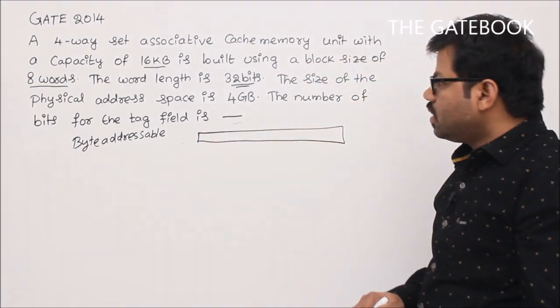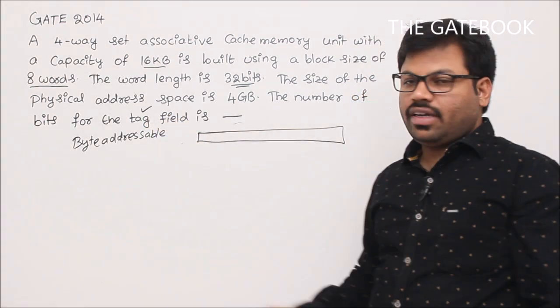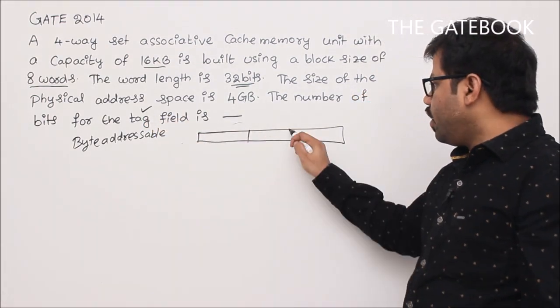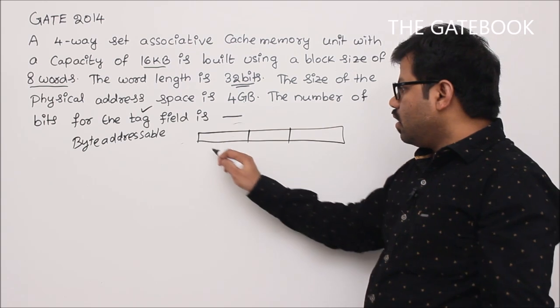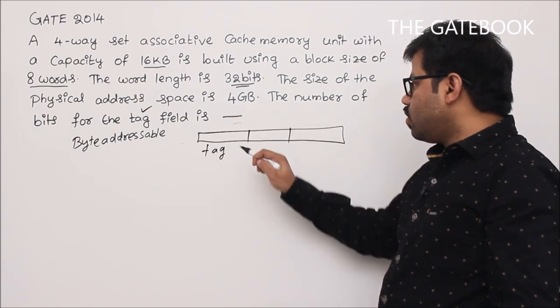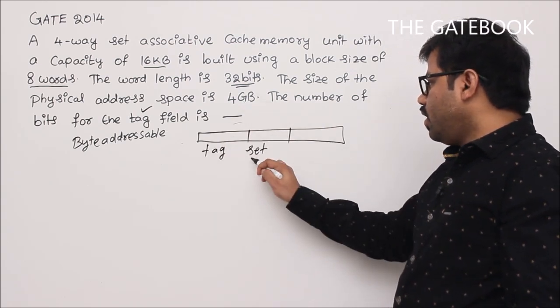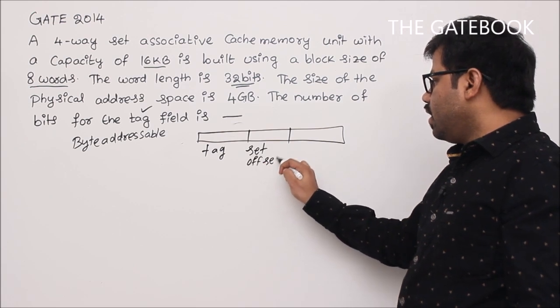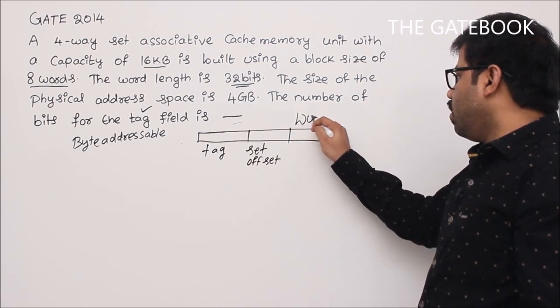So in that address space, the question is about the number of tag bits, right? So what we have to do is we have to divide it into 3 parts. We know that 3 parts. This is for tag. Since it is set associative, then it is set offset, right? Now the third thing is byte offset or word field.